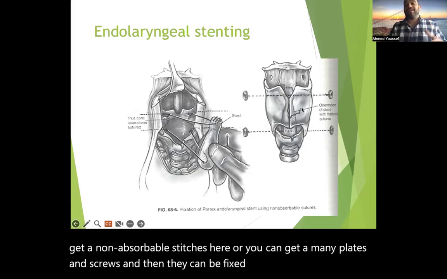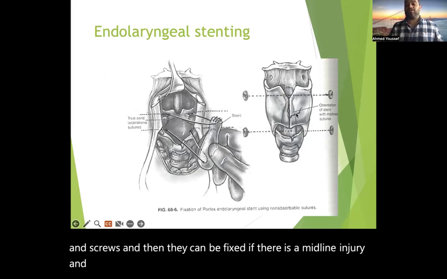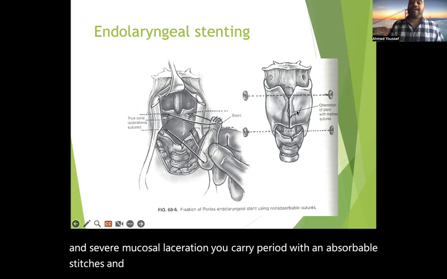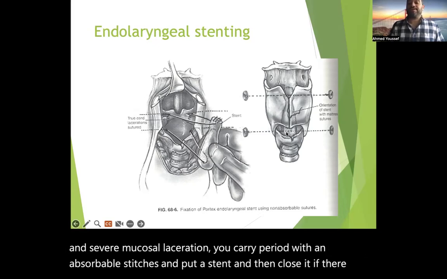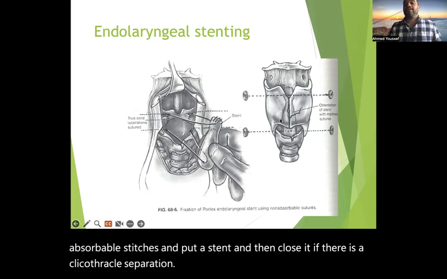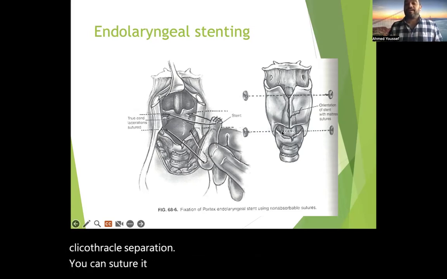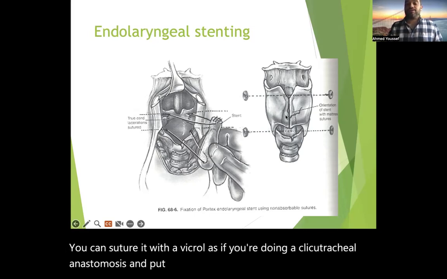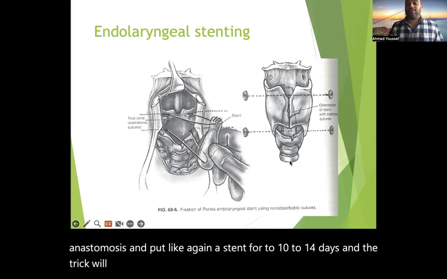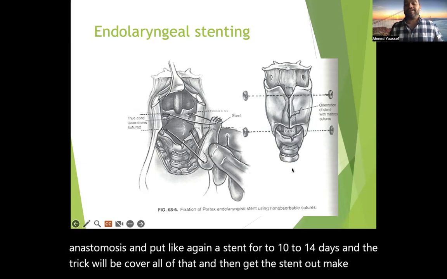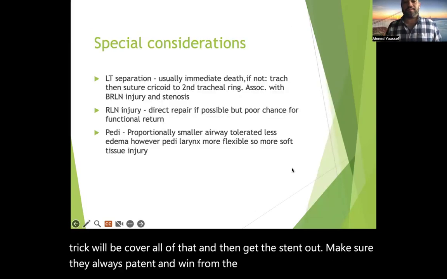If there is a midline injury and severe mucosal laceration, you can repair it with non-absorbable stitches, put a stent, and then close it. If there is a cricotracheal separation, you can suture it with Vicryl as if you're doing a cricotracheal anastomosis and put a stent again for 10 to 14 days. Cover all of that, then get the stent out, make sure the airway is patent, and wean from the tracheostomy later.